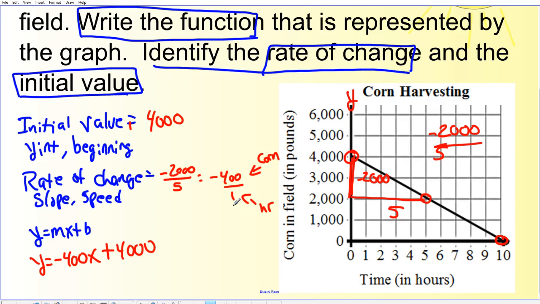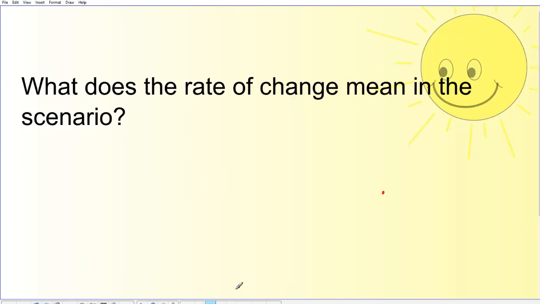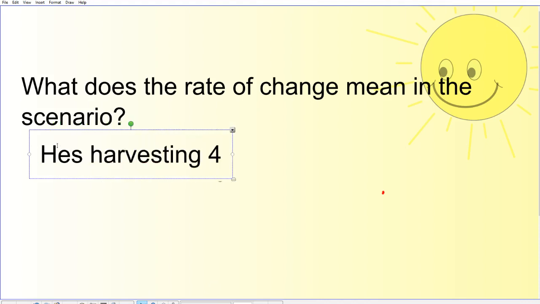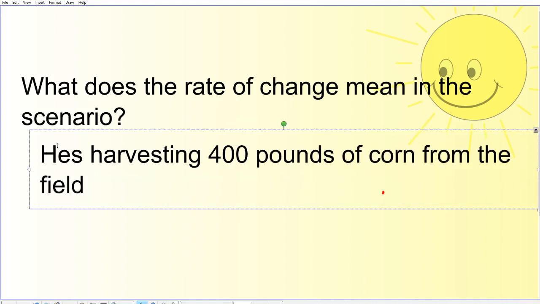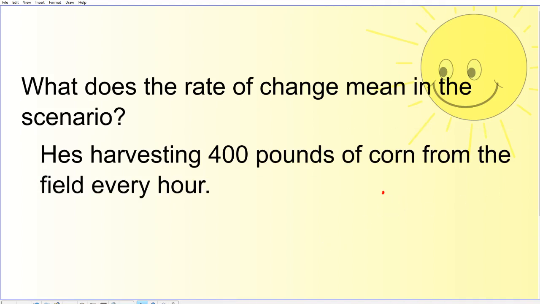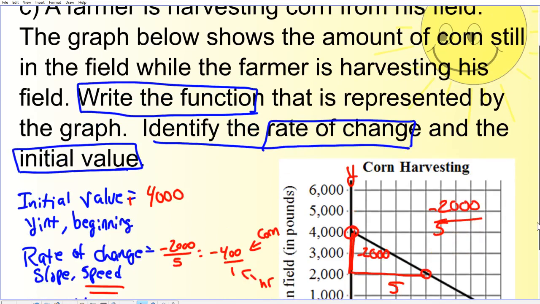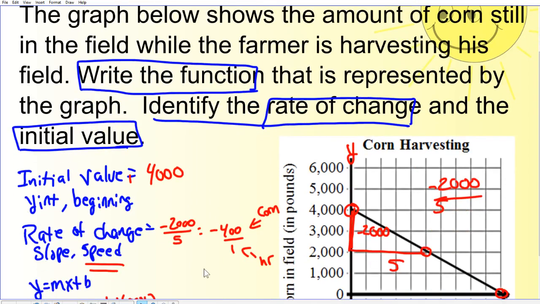Well, that's the speed at which he's harvesting. That is the speed. He's harvesting 400 pounds of corn in 1 hour. That's what that slope means. That's what that rate of change means. He's harvesting 400 pounds of corn from the field every hour. That's what it means. That is the rate of change. Okay? Rate of change is a speed, how fast something's changing.